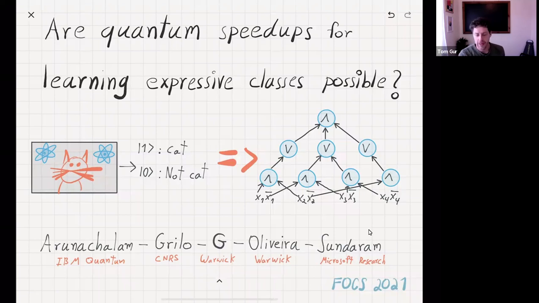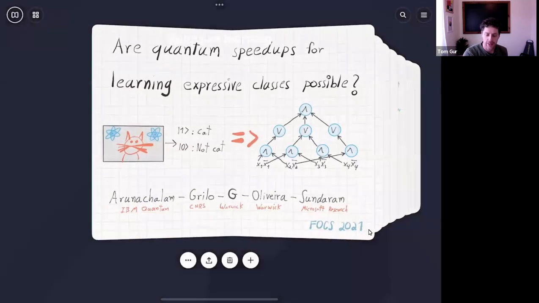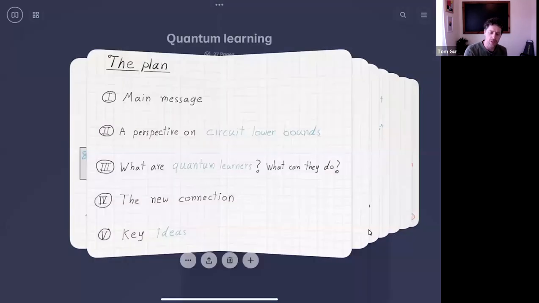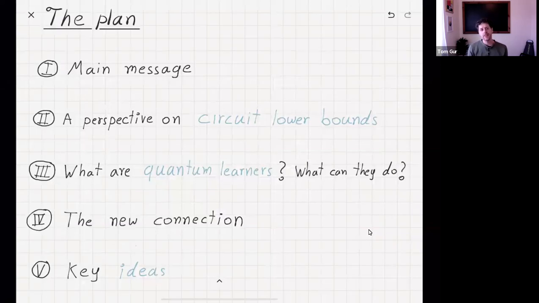So let's dive right into it. Let me tell you about the plan. I like talks which are chunkable, so we'll have 5 parts. Each one will be self-contained and less than 10 minutes, so if you snooze in one of them, you don't have to miss the other. We'll start by talking about the main message: what are we doing, why are we doing it, and why I think you should care.